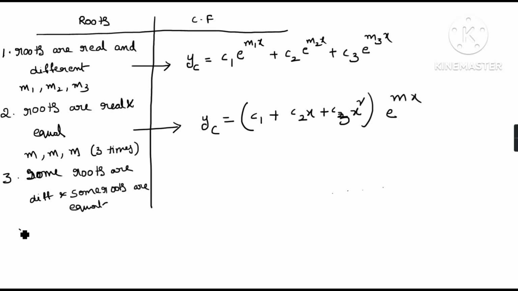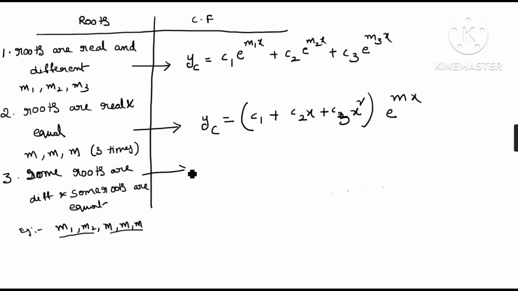That is, suppose, for example, m1, m2 are different and m is repeated 3 times. So in total I have 5 roots. 2 roots are different here, m1, m2 are different. m is repeating 3 times.